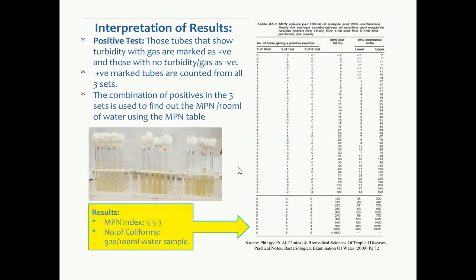Here we are observing the standard table. The first column is 5 test tubes of 10 ml. The second one is 5 test tubes of 1 ml. The third one is 5 test tubes of 0.1 ml. Next, the fourth column is MPN per 100 ml. Next, the percentage of confidence. Here we are observing the result, that is 553. Now predict the result.